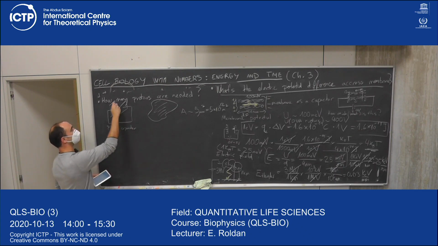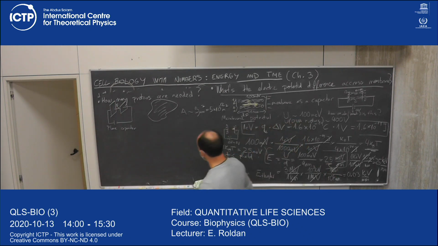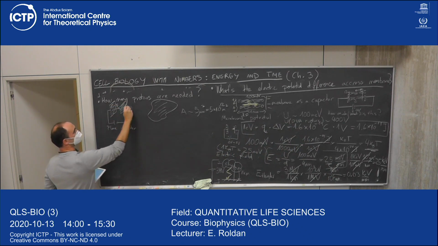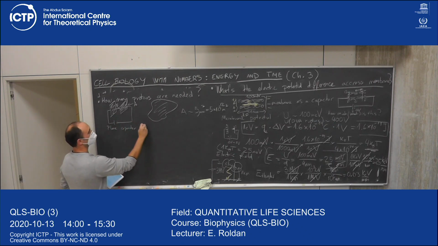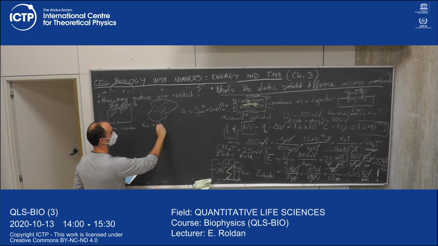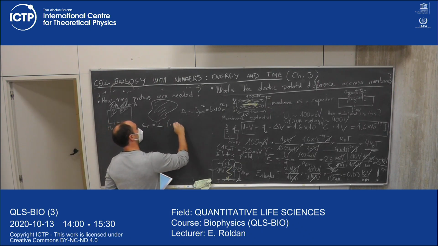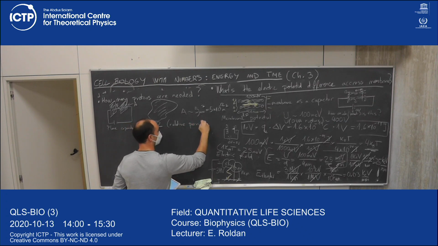In which we know the electric field, which is this value. We know the area, this is A of the capacitor, and another thing that we know in cells is the so-called relative permittivity, which is of the order of 2. I don't know if you remember this. This is the relative permittivity with respect to vacuum.